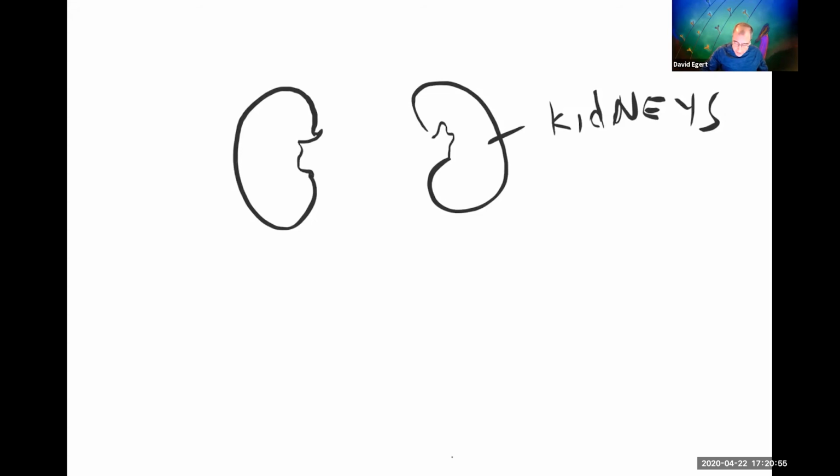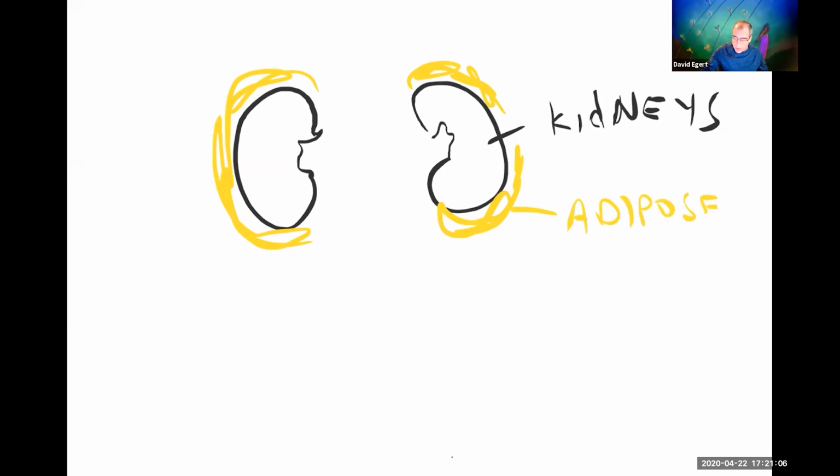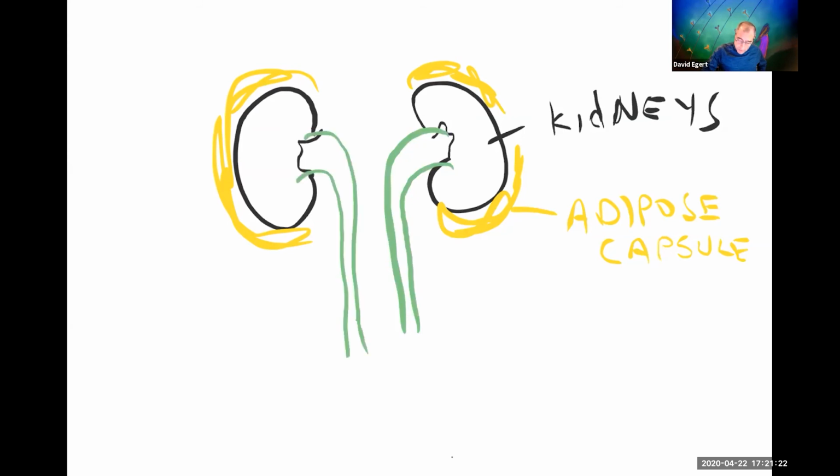It's worth mentioning that the kidneys are enveloped in what's called the adipose capsule, which helps cushion them and hold them in place. You have the ureters carrying the urine out into your bladder. It's my urinary bladder.